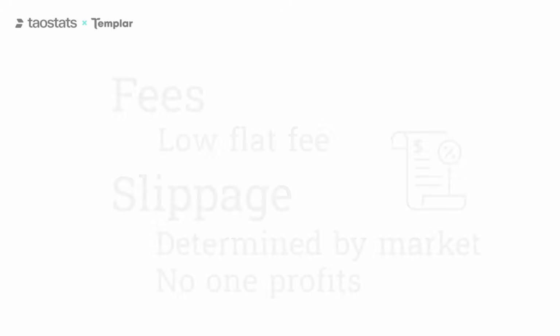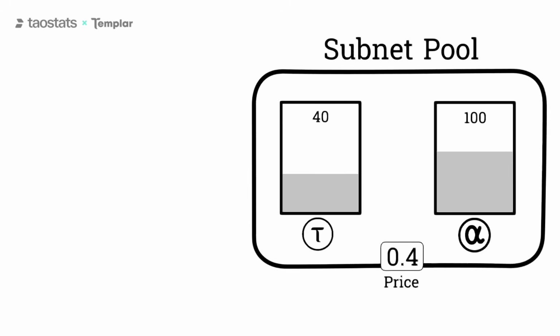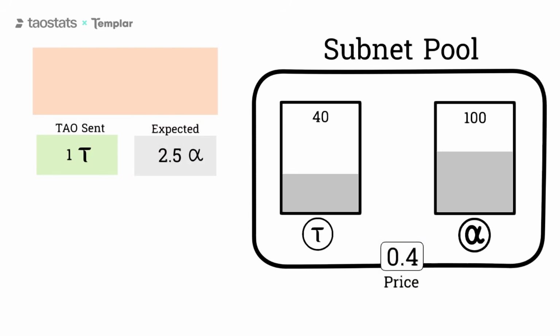Slippage should be calculated by your wallet or app when you go to purchase alpha, but let's take a look at how it's calculated. In our example, if we send 1 tau to the pool at a price of 0.4, we might expect to get back 2.5 alpha, because 1 divided by 0.4 is 2.5. Let's go deeper. The number of tau multiplied by the number of alpha in the pool is a value we call K. It sort of represents the total liquidity in the pool.